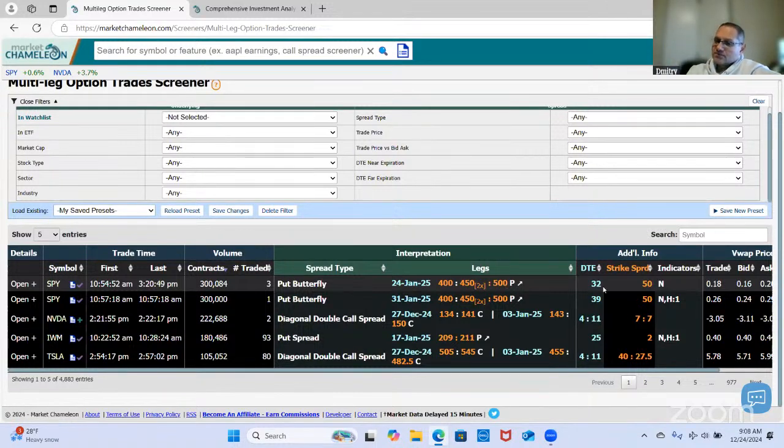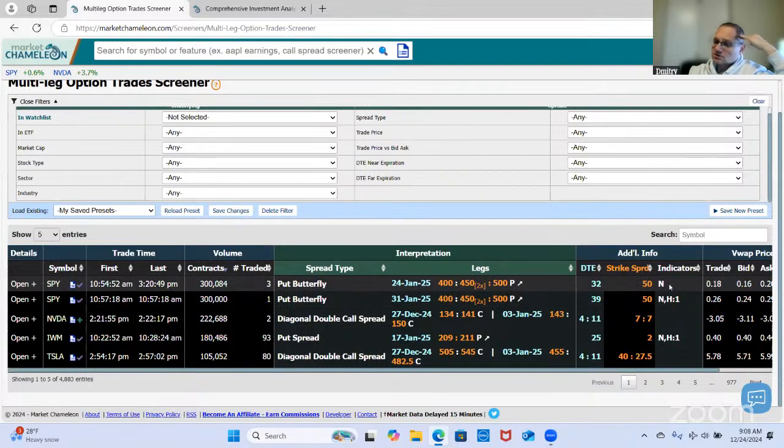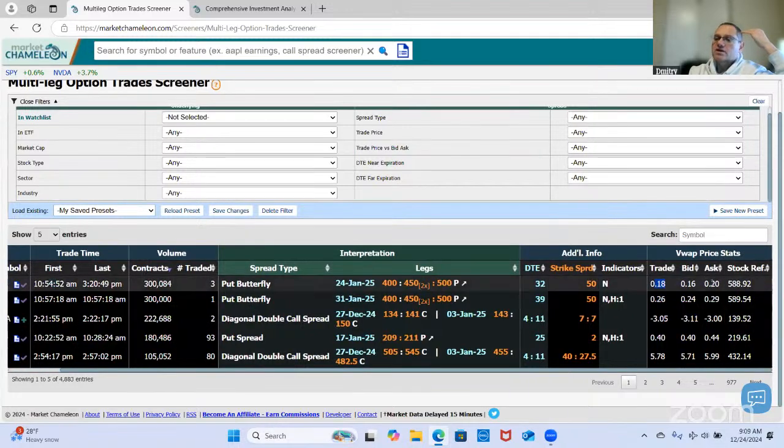There are 32 days left to expiration. So for convenience, we don't have to do that in our head. January 24th, 2025, we got 32 days left. The strikes are $50 apart. This looks like it was a new position, and it traded for a price of 18 cents on average versus the market 16 cents, 20 cents. So right in the midpoint with the stock reference $588.92.